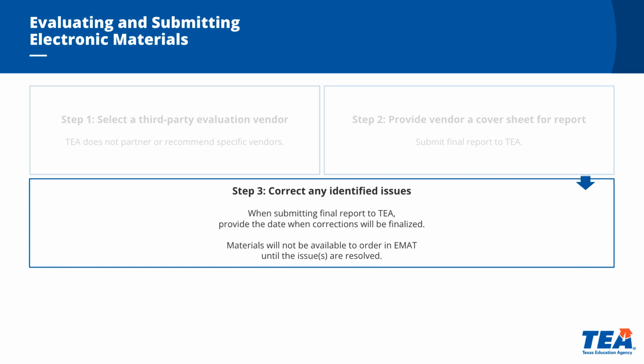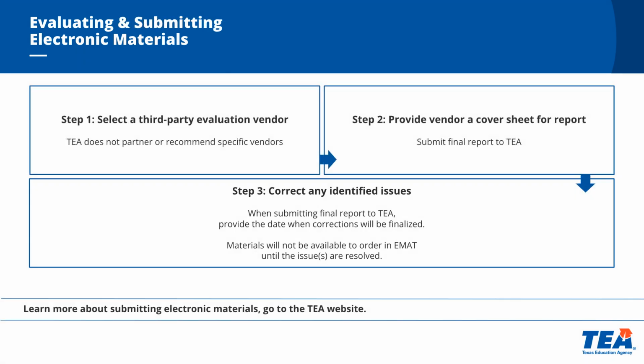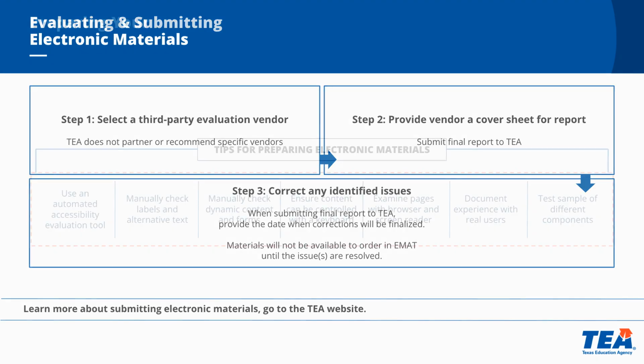If any issues were identified during the review, you must provide the date when corrections will be finalized when submitting the final report. There is no need to hold your submission until these corrections are made. However, materials will not be available to order in the state ordering system until the issues are resolved. You can learn more about this process in the current accessibility guidelines for publishers.